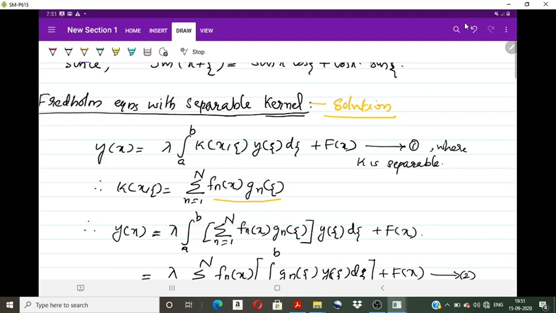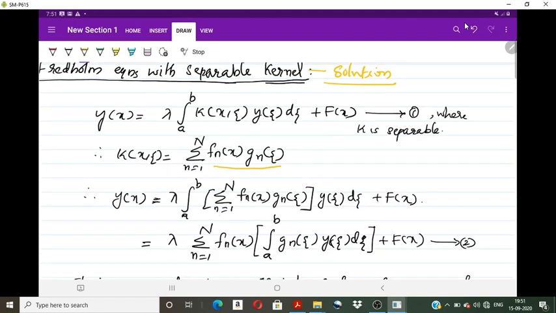Therefore, y of x is equal to, substituting k of x theta in equation number 1, lambda into integral a to b summation n varies from 1 to N fn of x gn of theta into y theta d theta plus f of x. Now the variable of integration is theta, so we can take the summation n equal to 1 to N fn of x outside the integral and bring the integral inside. So we have lambda into summation n equal to 1 to N fn of x into integral a to b gn of theta y theta d theta plus f of x. Call this equation number 2.